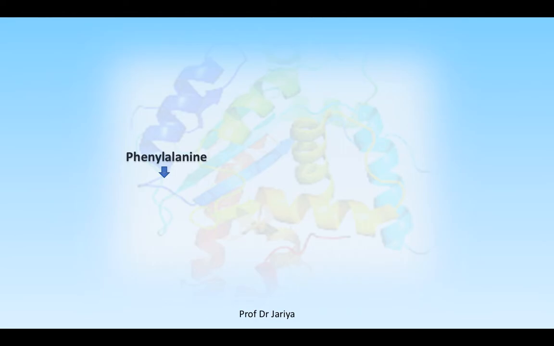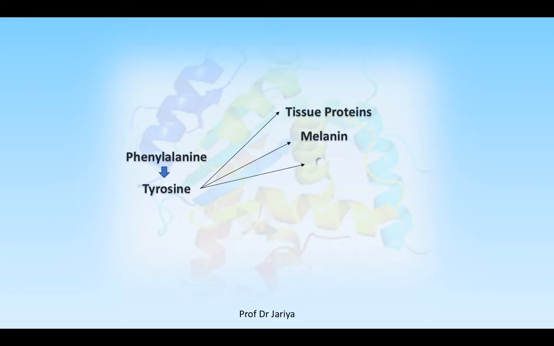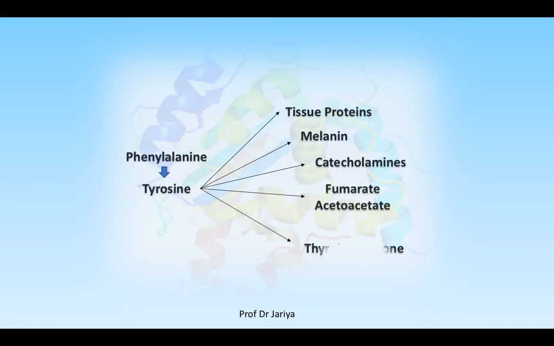So, under normal circumstances, phenylalanine is converted to tyrosine, which forms tissue proteins, the pigment melanin, the neurotransmitters catecholamines, the glucogenic end product fumarate, and ketogenic end product acetoacetate. Besides, it also produces thyroid hormone.